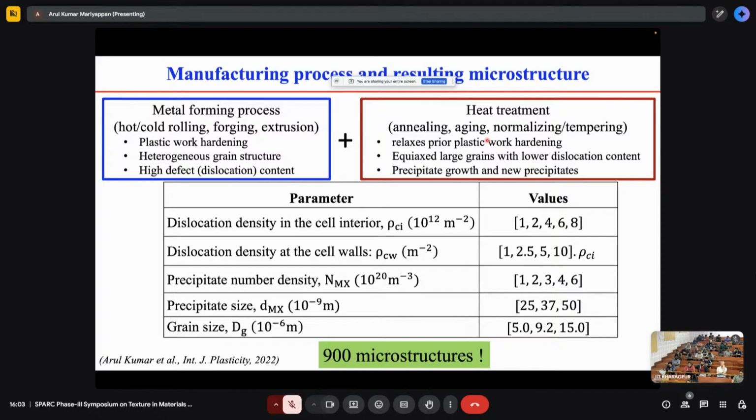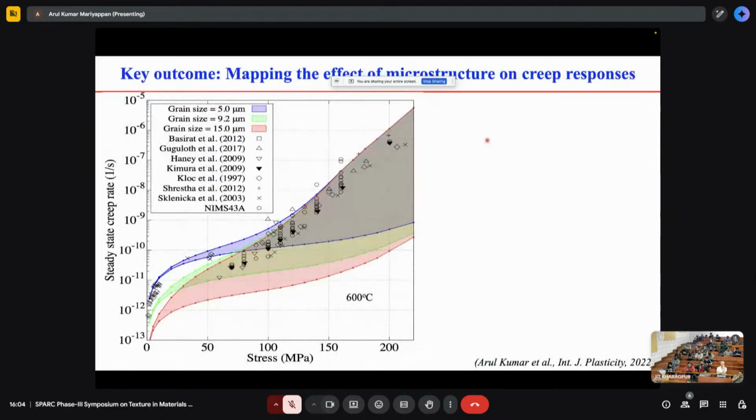What is the effect of these microstructures on the material response? Same alloy, same composition, nothing changes. Only the manufacturing route has been slightly changed, very minor changes. As a result, what do we see in the performance? Here, I'm showing the model-predicted steady state creep rate as a function of stress for a given temperature, say 600 Celsius. The three different colors correspond to three different grain sizes, and the span, the range we have for every stress, is due to different microstructures.